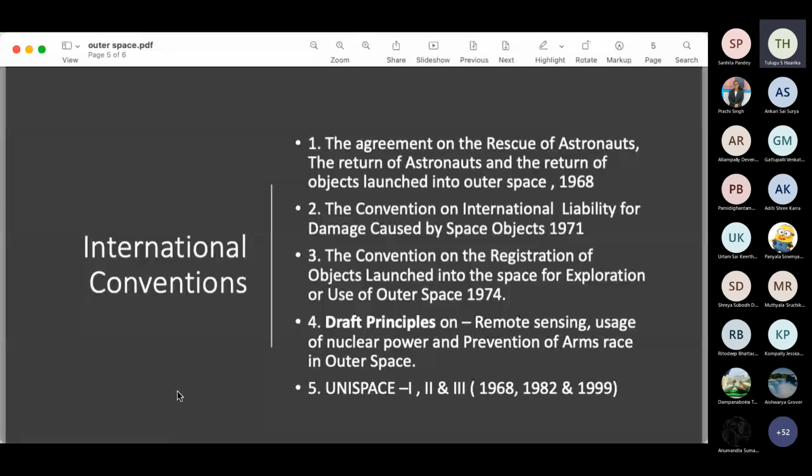Okay, let me tell you the facts first, then I'll write down the case name. So in this case, basically a part of a debris or a part of a satellite which has floated in space landed up in a particular state territory of a country, right?